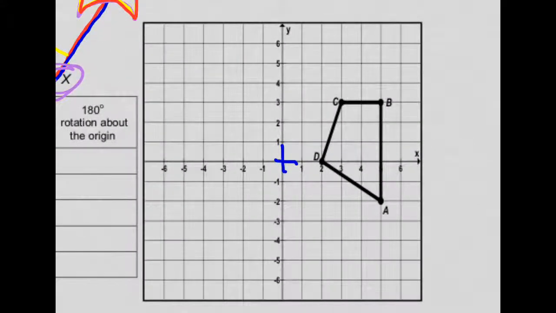So go ahead and with your patty paper, you're going to want to put the patty paper on the graph, on the grid, and make sure that you have this origin labeled with a little cross. Whatever your point of rotation is, you'll always want to mark that on your patty paper. And then I want you just to trace that figure.